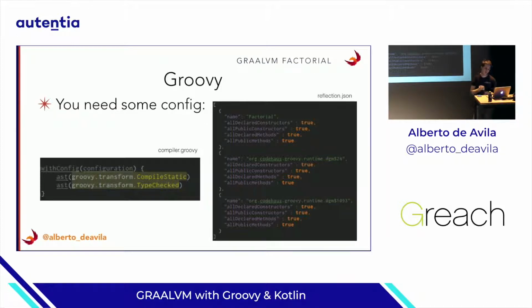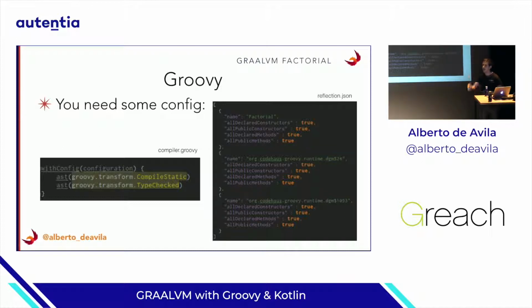I don't know if you can see, but here we have a name, a very, very strange name, like Groovy runtime DMH, I don't know, 193. These are meta methods that my Groovy file uses, and I don't know what this number is, but we need to put it in this file to make it work.